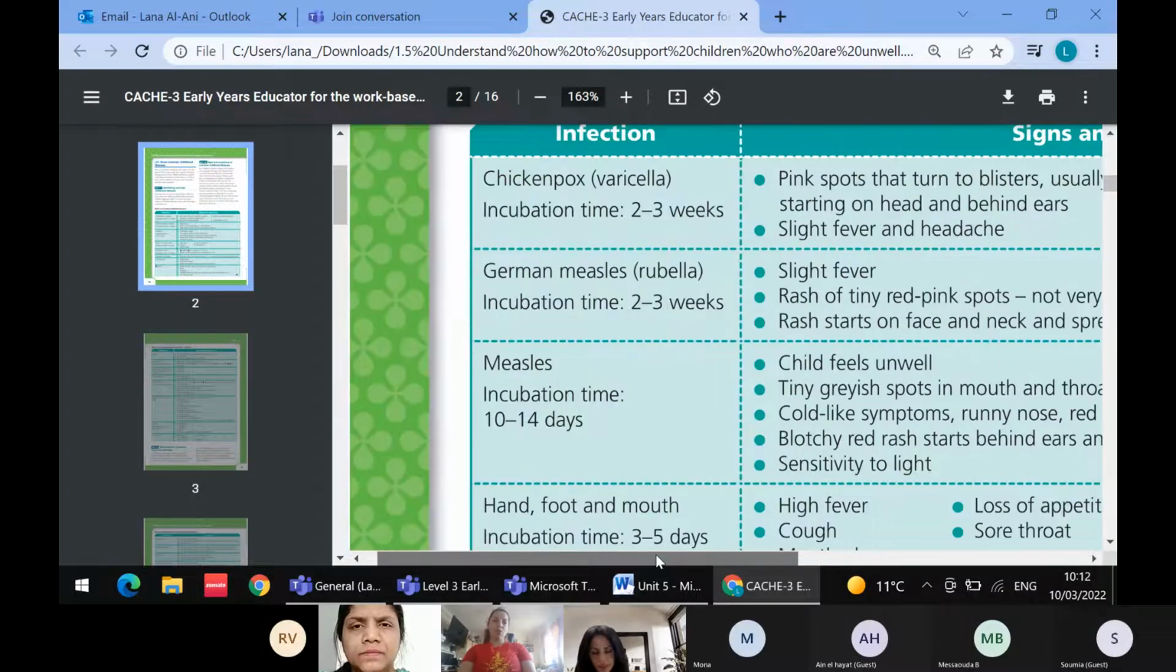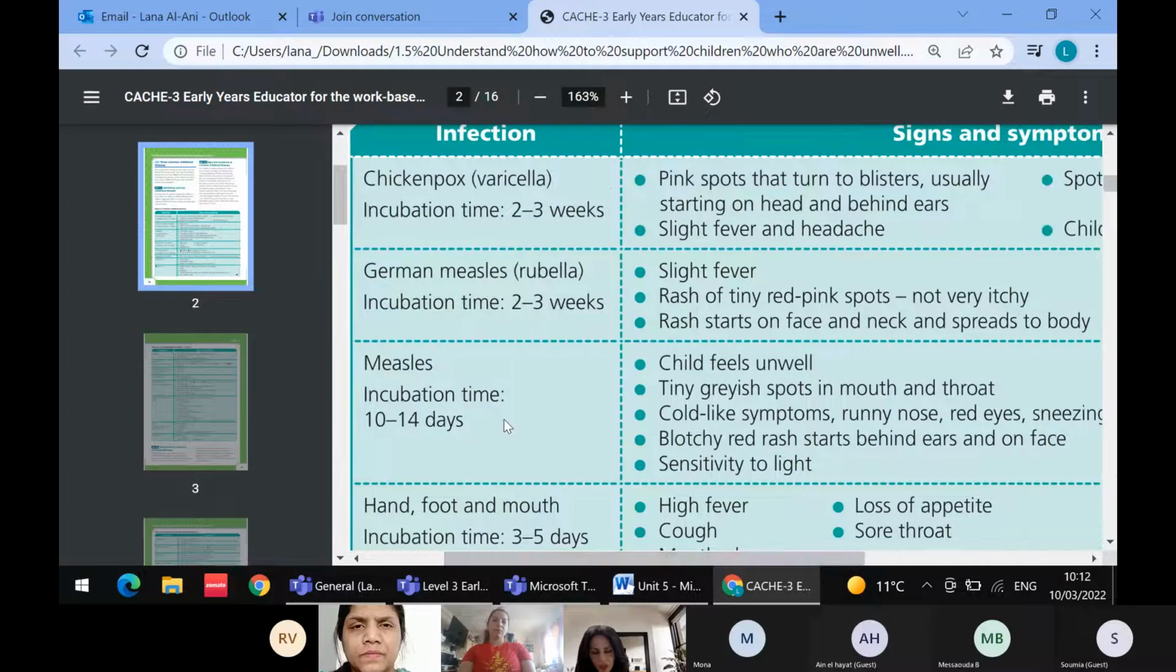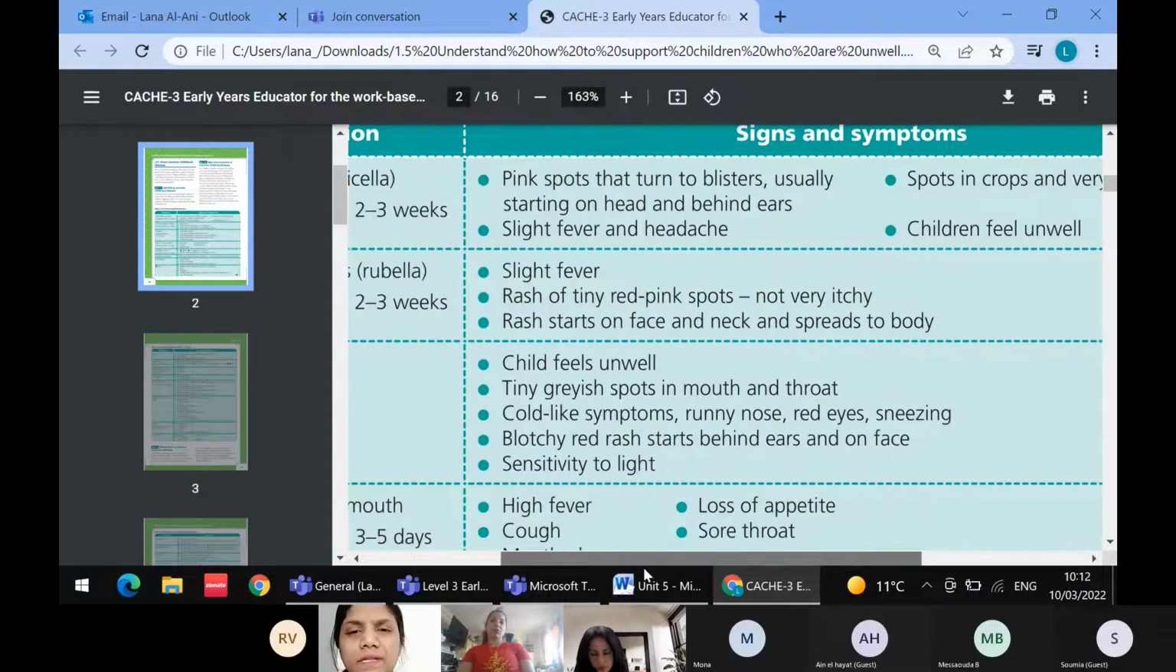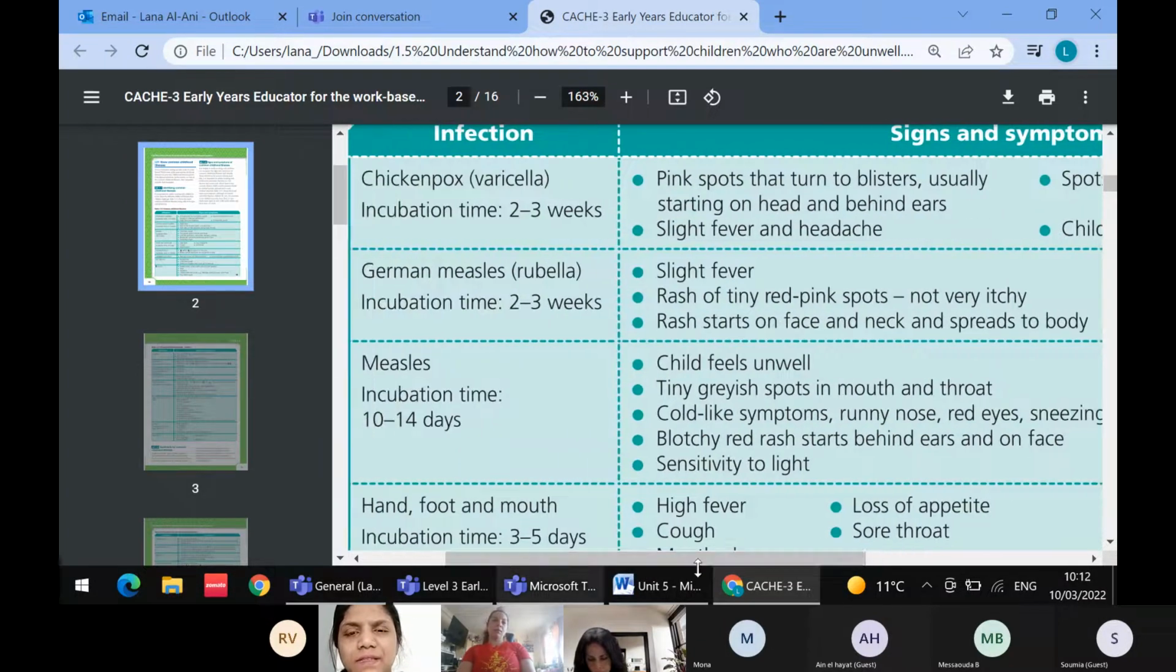So how about the measles? As you can see, the incubation time takes between 10 to 14 days. There are cold symptoms and normal measles. So the normal measles, what are the signs, what are the symptoms for the measles? Obviously, the child will feel unwell. Red eyes. Yes, very good. Tiny spots on the mouth, on the throat.